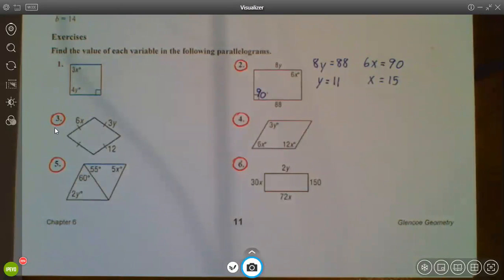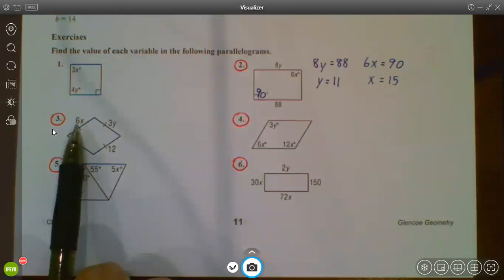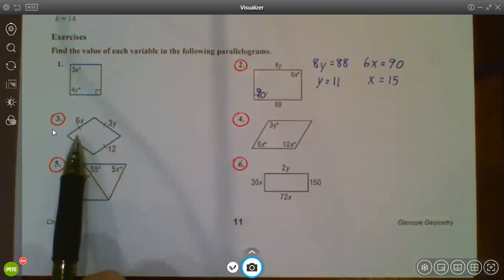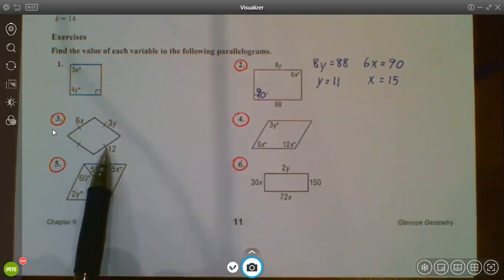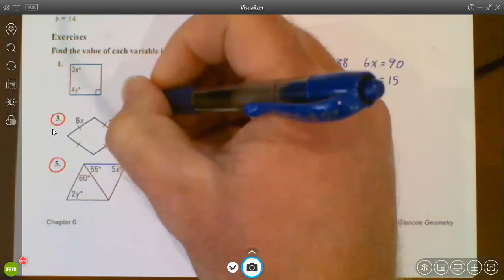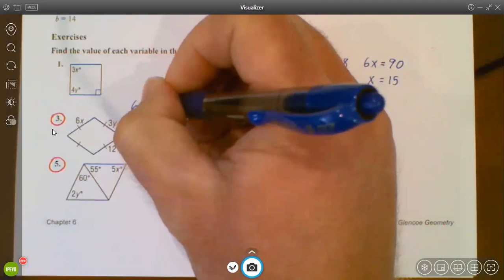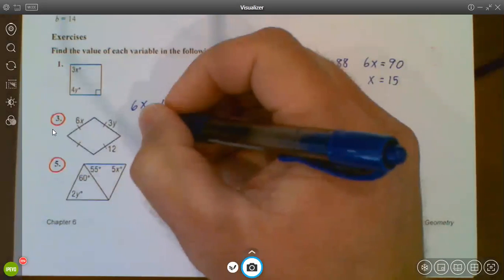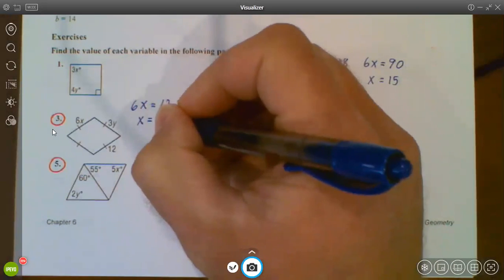All right, let's jump over here to number 3. We're going to start with the obvious one on number 3. If this is a parallelogram, automatically we know the property like we just did, opposite sides are equal. So I know 6x must equal 12. So opposite sides are equal. If I divide by 6, we figure out that x is 2.